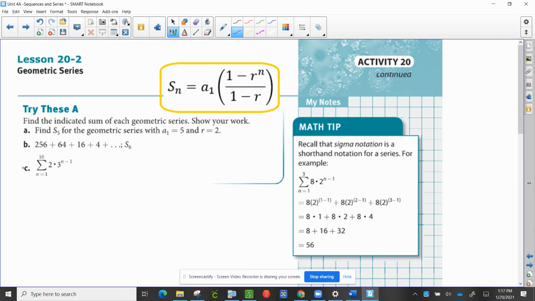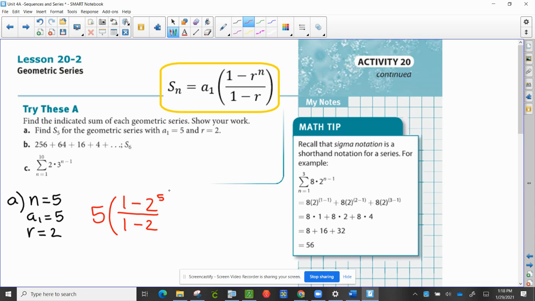So these try A, B, and C, I'm going to go through with you. In A, they want us to find S5, so that's our N value right there, for the geometric series that has the first term of 5 and the ratio of 2. Again, all we're doing is using a new formula, so we're just going to plug everything into it and see what we get. Our first term is 5, and then we have this big fraction here, so it's 1 minus the ratio to the nth power divided by 1 minus the ratio.